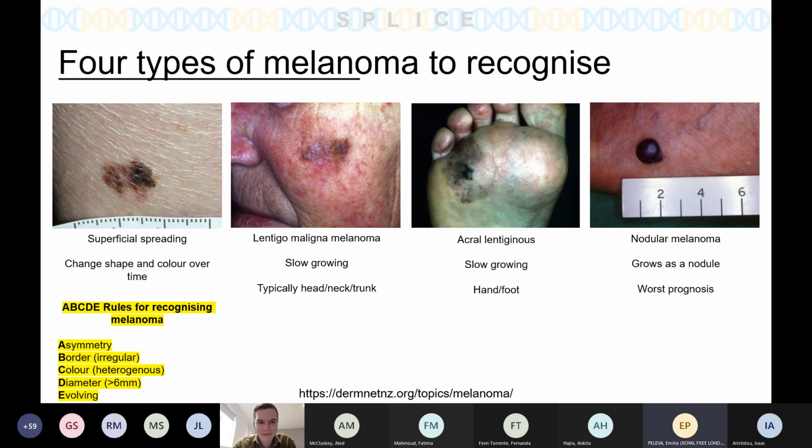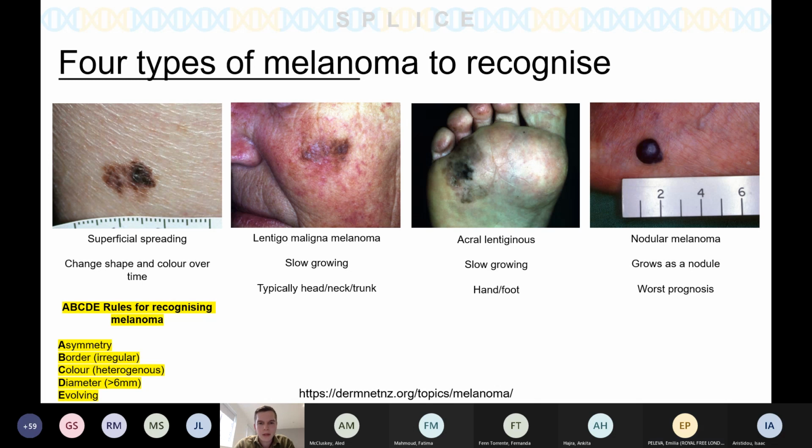So a solar lentigo is a benign, it's like what we call a sunspot. You get it from sun exposure, and lots of people have them. We don't tend to worry about them, but rarely you can get a melanoma arising from a solar lentigo, and that's this kind. Okay. Acral lentiginous we've covered.